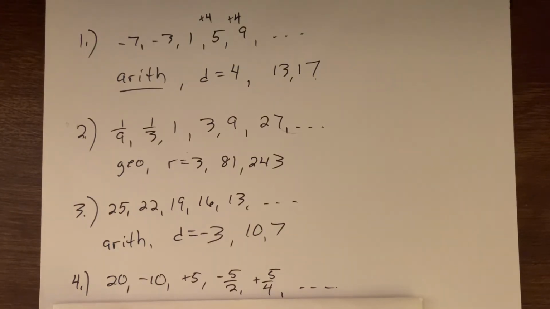So number 4, we've got the sequence that goes 20, negative 10, positive 5, negative 5 over 2, positive 5 over 4. Just like before, a little trial and error. If we think about just moving from one term to the next, are we adding, are we subtracting? This is really weird here. You're subtracting by 30, but then you're adding 15. So again, there's definitely no good addition or subtraction that works.